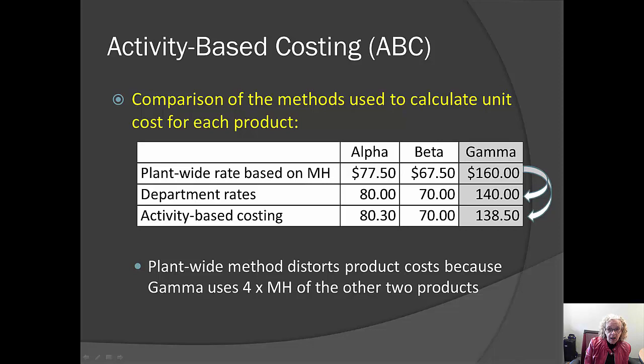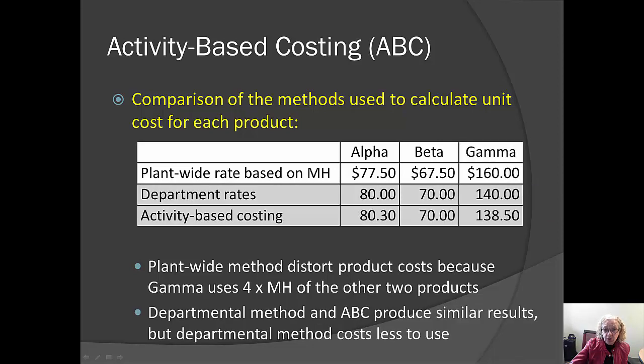This occurs because, if you remember, Gamma uses significantly more machine hours than the other two products. So anything that is based solely on machine hours as the allocation base is going to give too much overhead to Gamma, not enough to the other products.